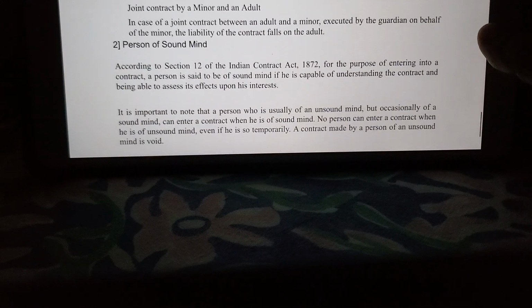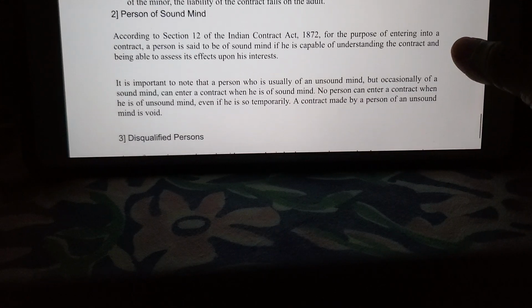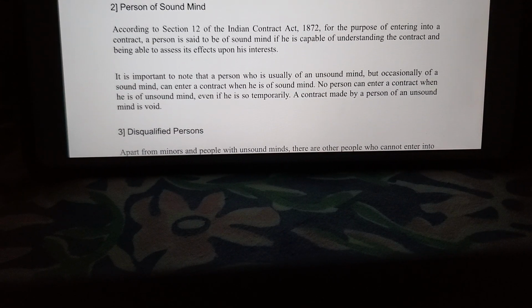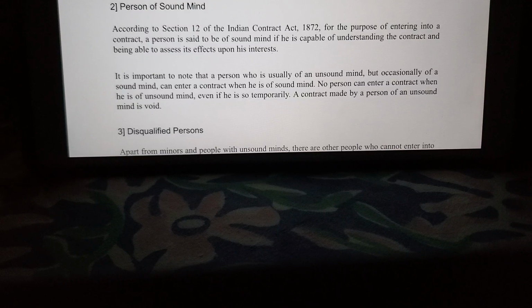2. Person of sound mind. According to Section 12 of the Indian Contract Act 1872, for the purpose of entering into a contract, a person is said to be of sound mind if he is capable of understanding the contract and being able to assess its effects upon his interests.